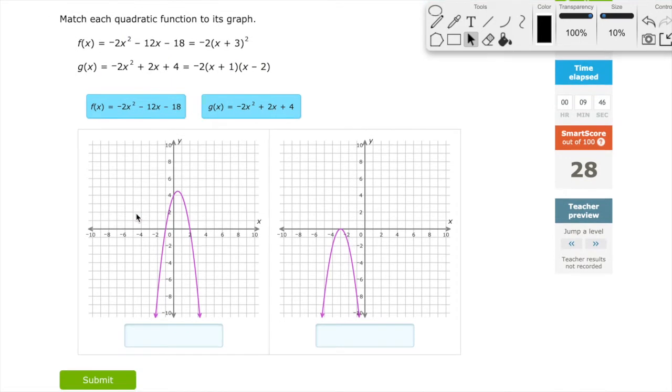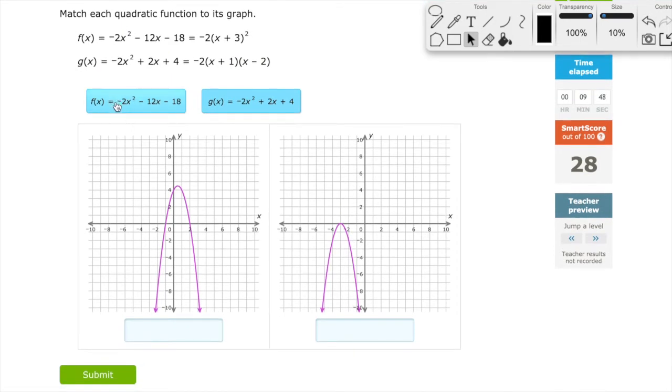Well done again. Okay, so again, both -2's, they both open down. We can't learn much from that. At the end, a -18 and a +4. Well, +4 is going to be on our graph for the y-intercept. And if I notice this one crosses at 4, so I know that would go with that first one.